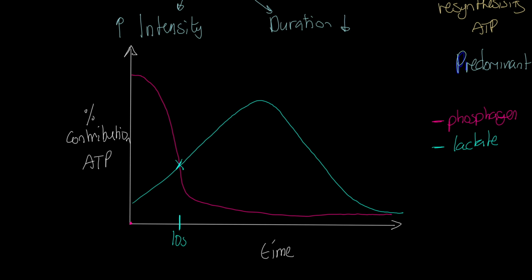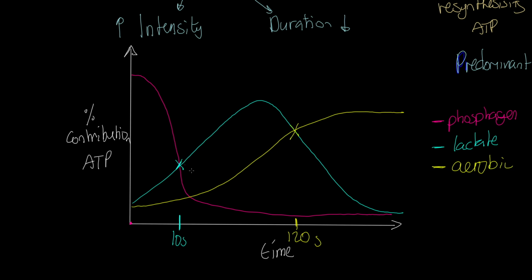However, we have a third system, which I'm going to do in kind of a yellow color. In this third system, the way this one works is it becomes predominant later on, and it is this point here which would be considered about 120 seconds, because this is the aerobic system. So what we should be able to do here is say, right, at 10 seconds, the lactic acid system becomes predominant over the phosphagen system. At 120 seconds, on average, the aerobic system becomes predominant over the lactic acid system.